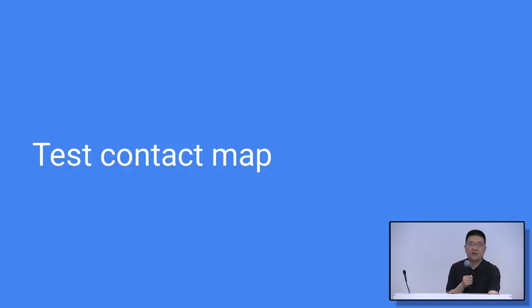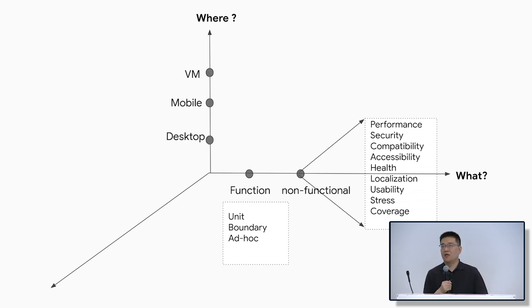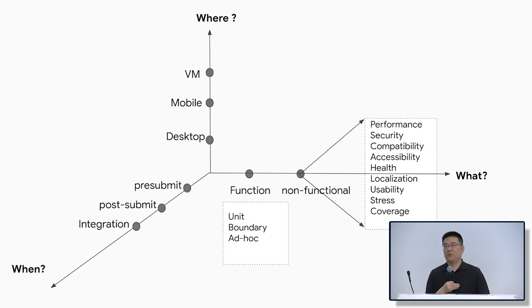Last is the test context map. I'm just wrapping up what I mentioned over the last 20 minutes. I look at the test in several dimensions. First, what are you going to run? It could be functional or non-functional. I'm just using Excel here, and I don't have a big room to extend all the points. Next is where to run. It could be a virtual machine, or mobile, or desktop. I'm just using three samples; there could be lots of samples. Then when: it could be pre-submit or post-submit, or some integration or regression.